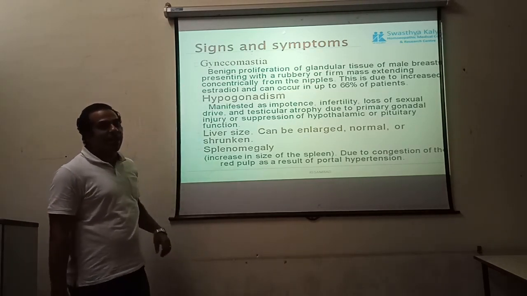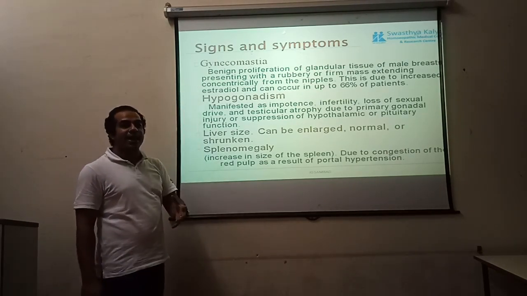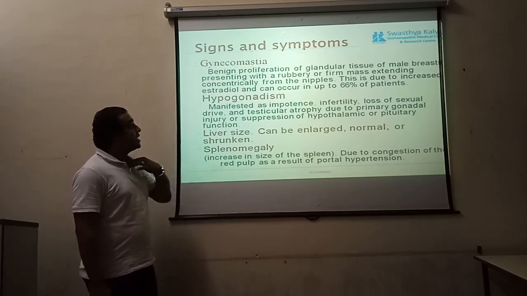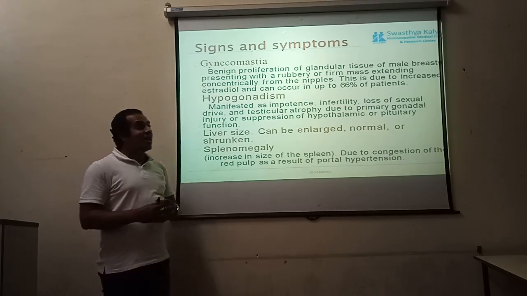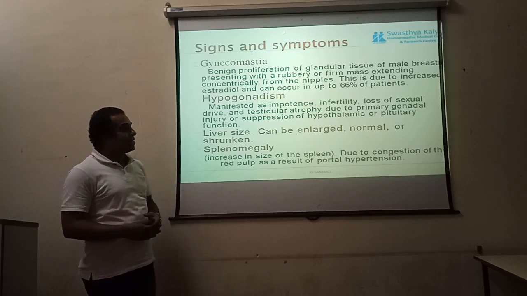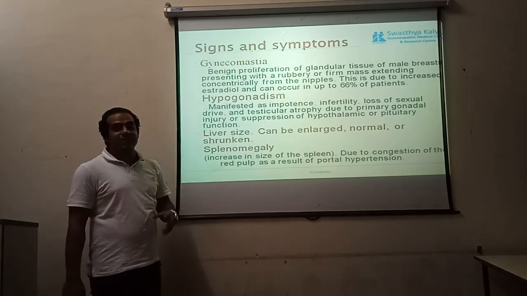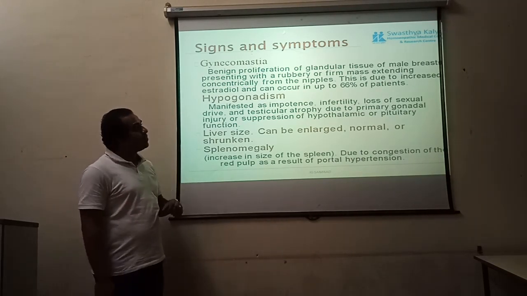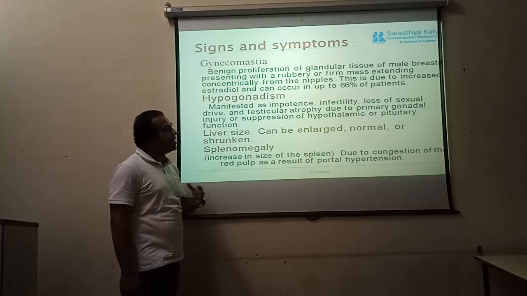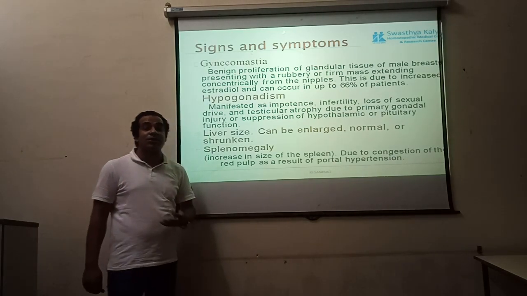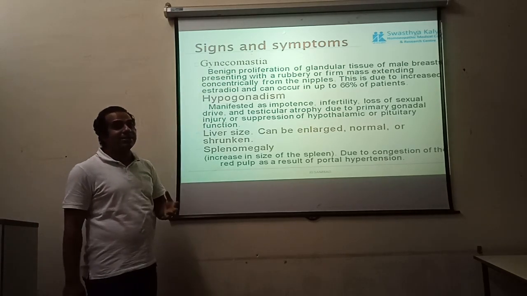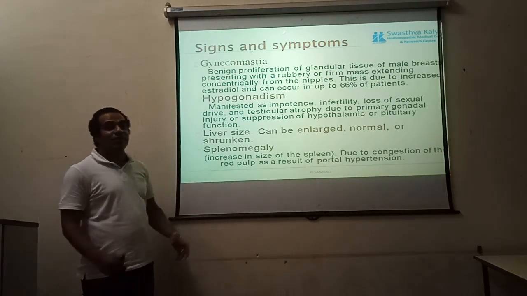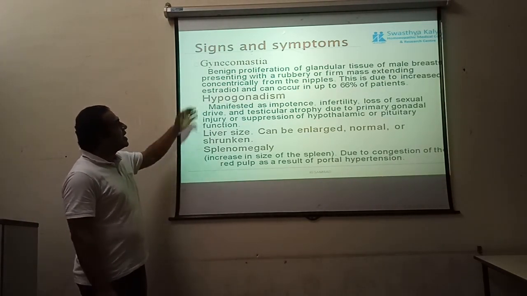Next is gynecomastia. This is a strange phenomenon which occurs in males, that is, they have an appearance of a breast growing on their chest. It is a benign proliferation of glandular tissue of the male breast, known as gynecomastia, presenting with a rubbery and firm mass extending concentrically from the nipples. This is due to increase in estradiol and can occur in up to 66% of patients. So gynecomastia in males is very uncommon, and as you can see, this is how gynecomastia is developed in patients of liver cirrhosis.